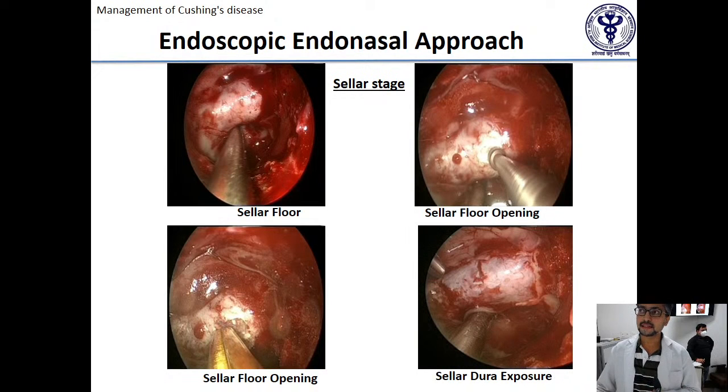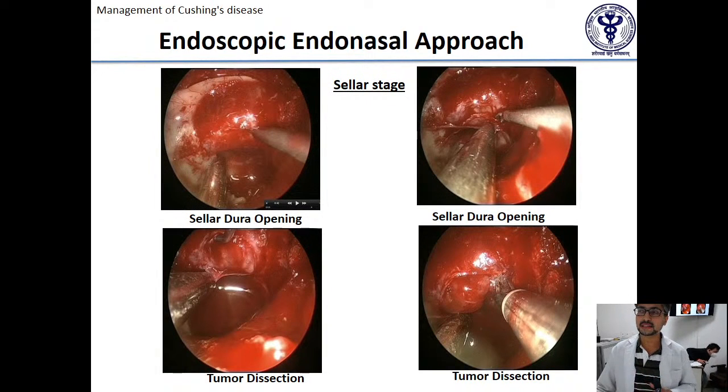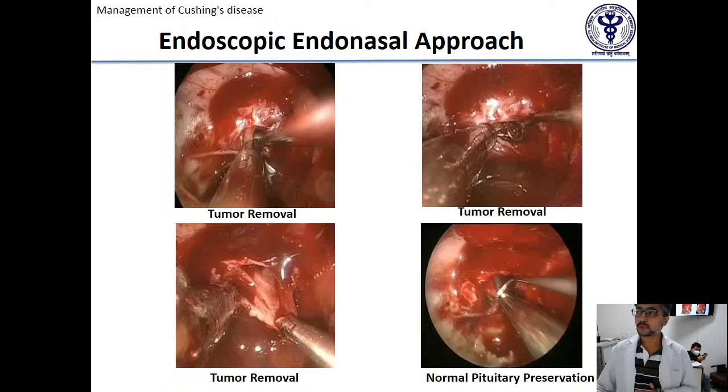Now, next is the sellar stage, where we expose the sellar floor and the dura between the 4 blue lines. In most conventional cases, using a combination of a diamond drill and small 1 millimeter or 2 millimeter Kerrison punches, the dura is exposed, and then the dural incision is given in a semilunar fashion in the lower part, and about 5 and 7 o'clock, two separate incisions are given. And then the tumor dissection is started.